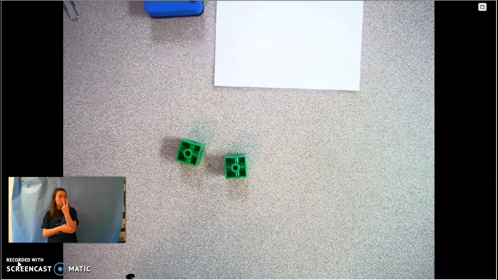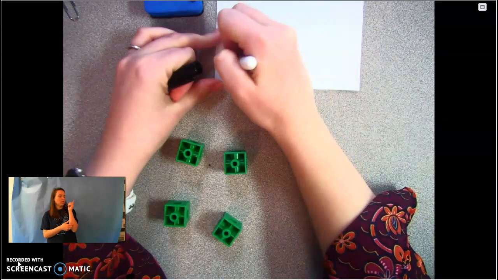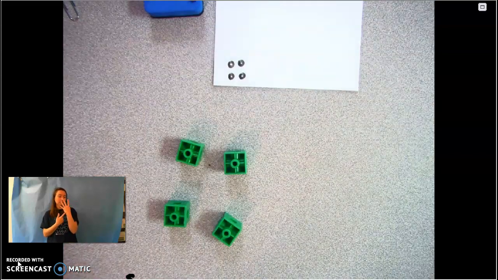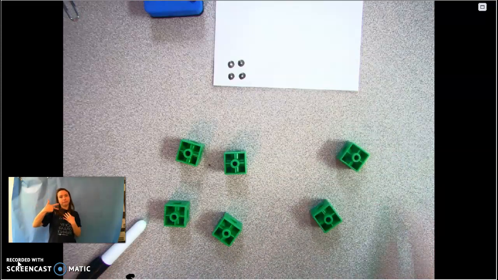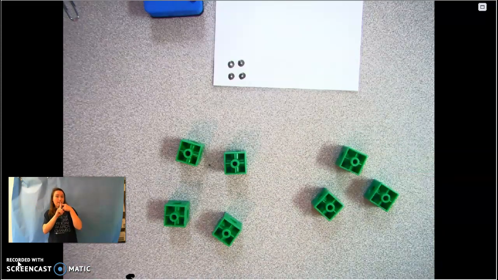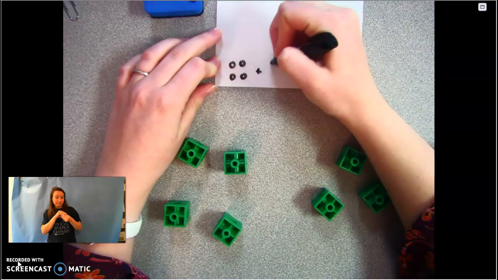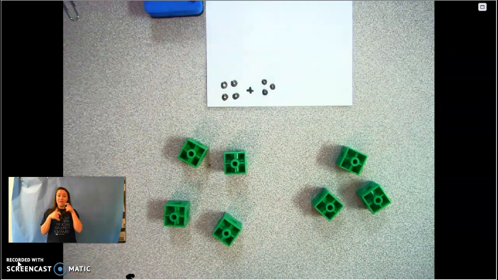So Bob had 4 flowers. 1, 2, 3, 4. Since you don't have blocks, you can draw circles. Sue gave him 3 more. So if you get more of something, are we going to be adding or subtracting? We're going to be adding. So I'm going to draw a plus sign and then my 3 flowers. So now I need to count them all together.